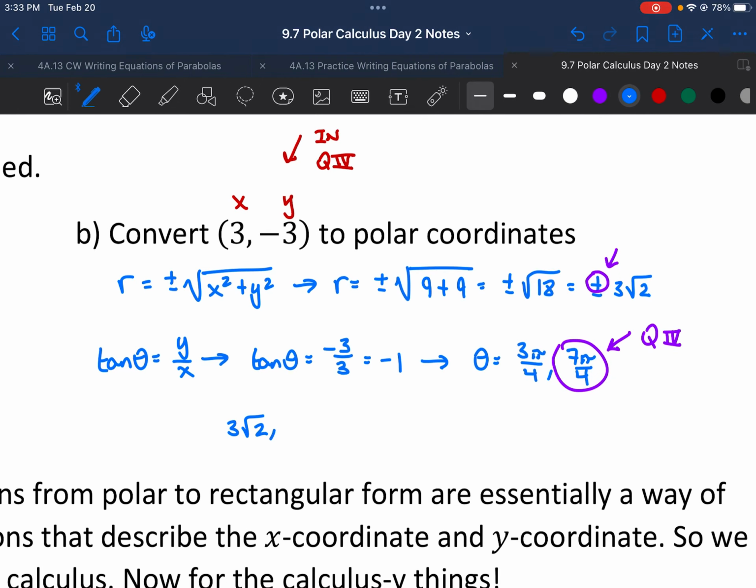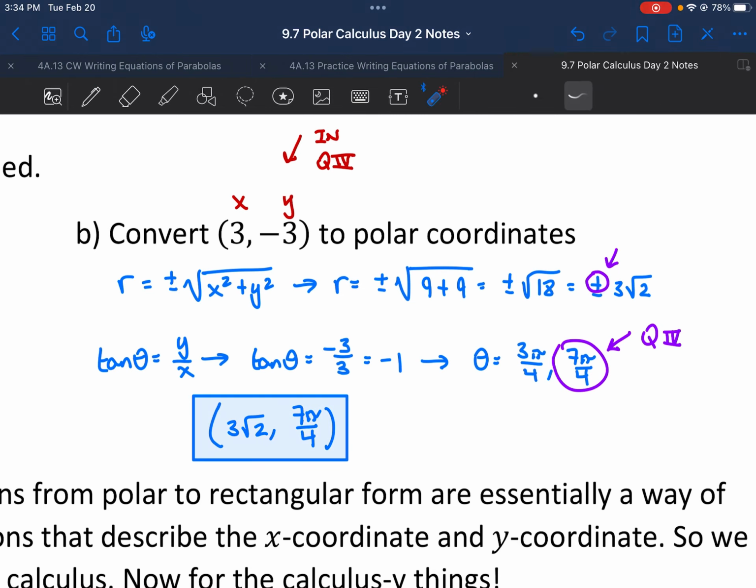Okay, that's our r theta. Now, as we learned in accelerated pre-cal, there are multiple representations of this point. You could also make your r negative and subtract pi from that. That would give you negative 3 root 2, comma, 3 pi over 4. But we're going to stick with that point for right now. Okay?